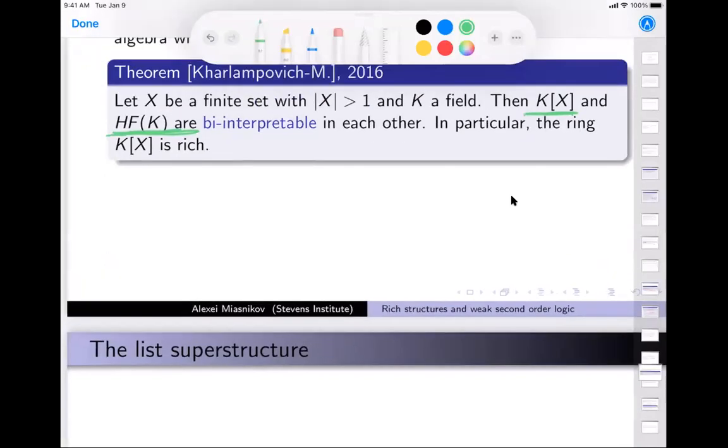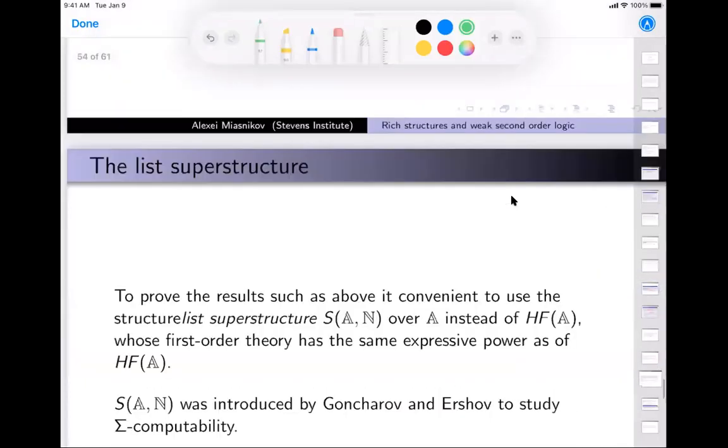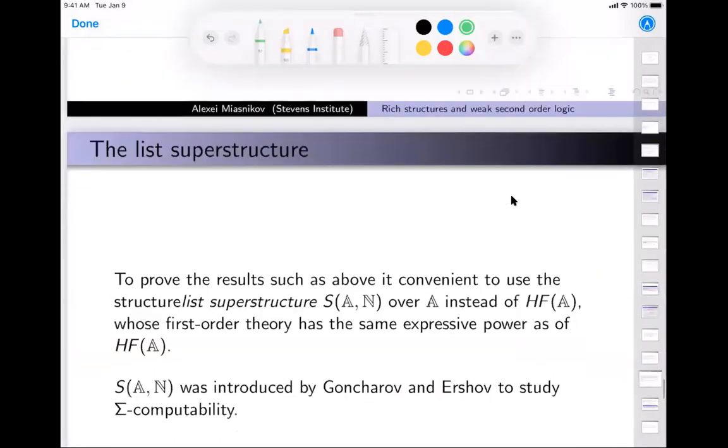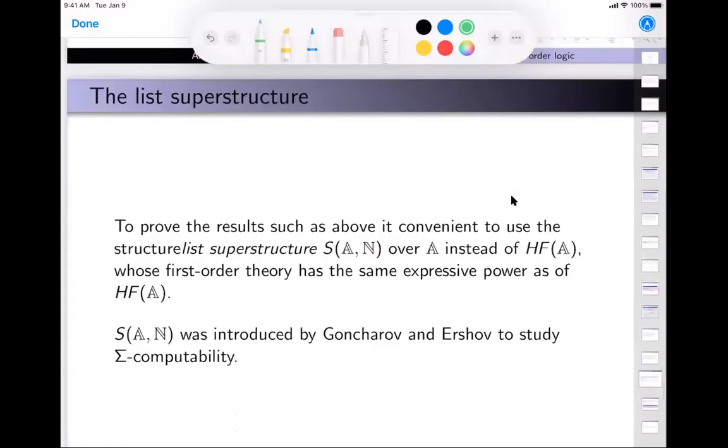To interpret HF of K in the algebra is not very easy. So what we use is the so-called least superstructure instead of HF of A. What is this? It was introduced by Goncharov and Yershov to study sigma computability, and it goes like that.